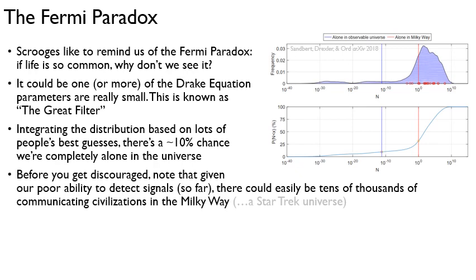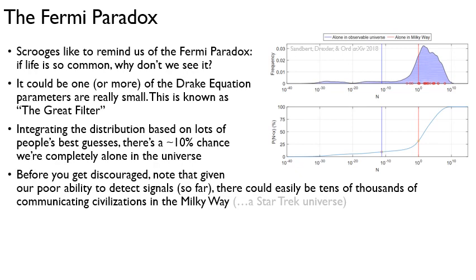Before you get discouraged, though, keep in mind what I mentioned a moment ago, that our ability to detect signals isn't that great, right? We can only detect civilizations like ours within a few hundred light years, and soon we'll be able to reach a few thousand light years. But with that given few hundred light year estimate, there could easily be tens of thousands of communicating civilizations in the Milky Way, which I think of as like a Star Trek type universe. It's actually not unreasonable for that to be the case.